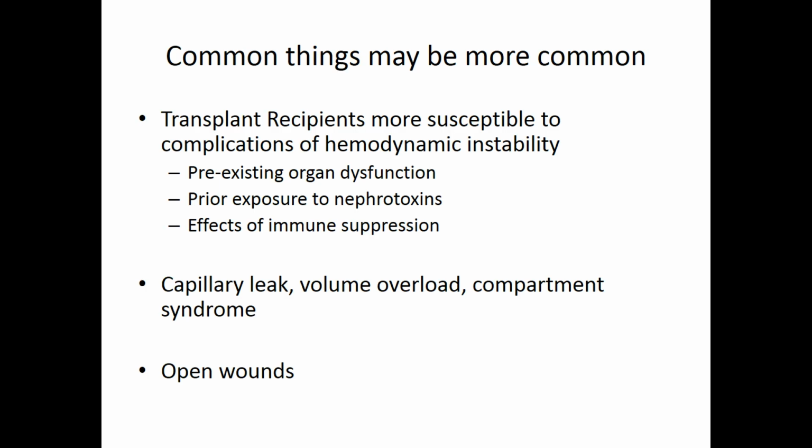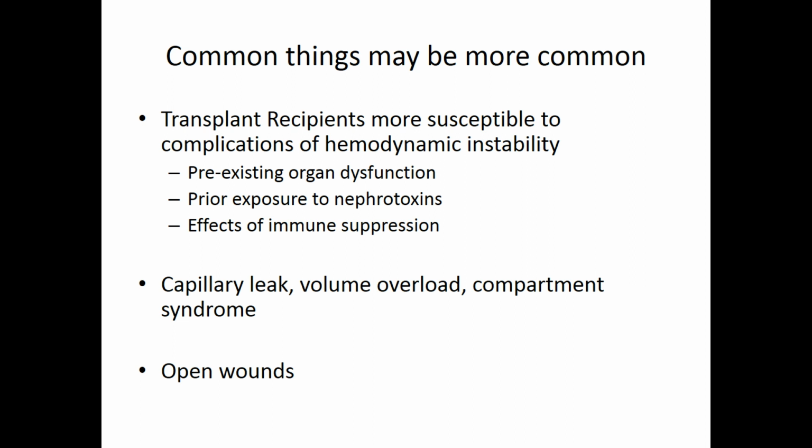Also, remember that transplant recipients may be more susceptible to complications that are seen routinely in the ICU than other patients. Recall that these patients in the OR may experience hemodynamic instability, and in the setting of pre-existing organ dysfunction, which we already mentioned is becoming more common as we liberalize our recipient acceptance criteria, you may see organ dysfunction in transplant recipients more commonly than you might in other patients. These patients might also have prior exposure to nephrotoxins, which could make them susceptible to acute kidney injury. Immunosuppressive medications can also contribute to the development of transplant complications such as renal dysfunction.